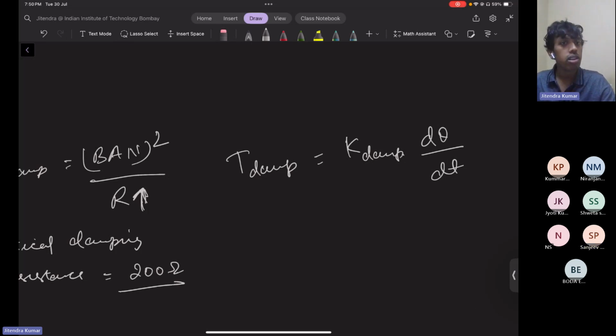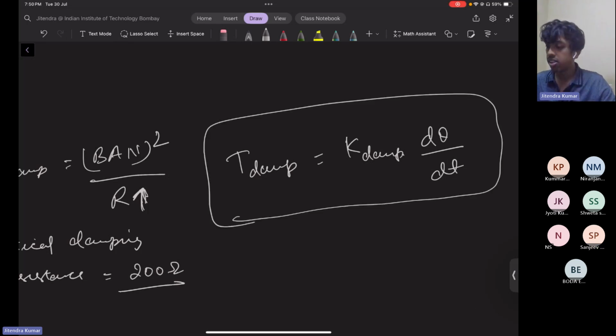K damping, yes, exactly. K damping is equal to B A N square divided by R C plus R external. So K damping is what we will call the damping constant. Exactly.